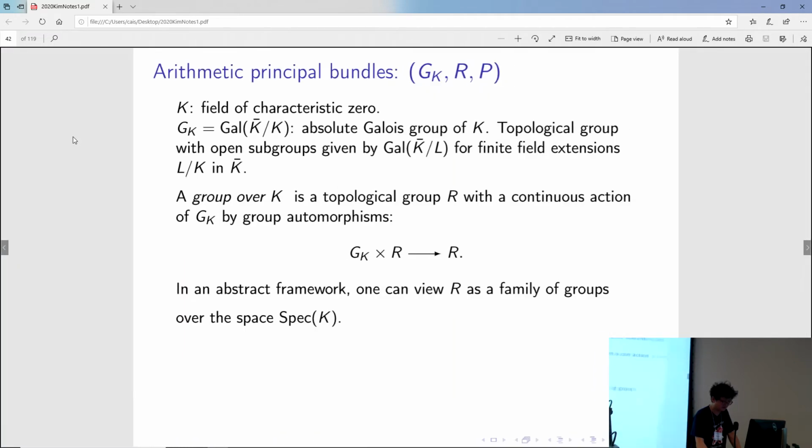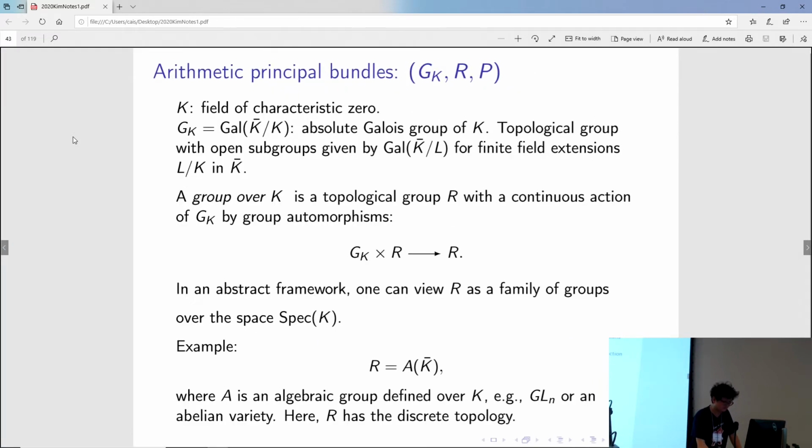And then P, the principal, this was just what I said just now. An example, this is not the kind of example that we are very interested in right now, but one example might be you just take an algebraic group that's defined over K, like GL_n or an abelian variety, then its K-bar points will be a group over K in this sense, because it will admit an action of the Galois group, which is continuous if you just put on there the discrete topology.